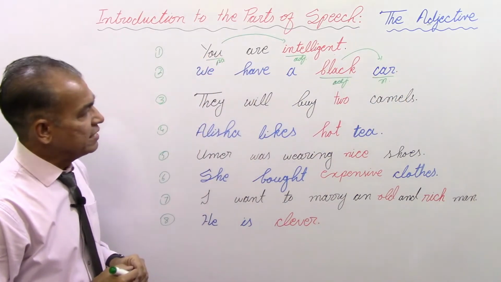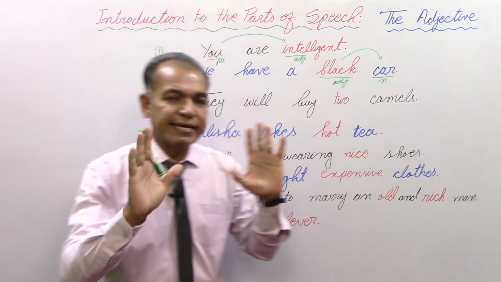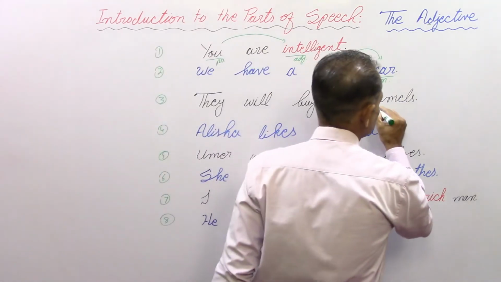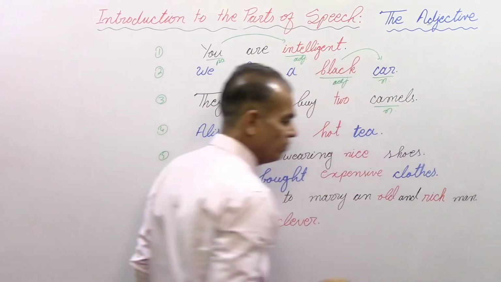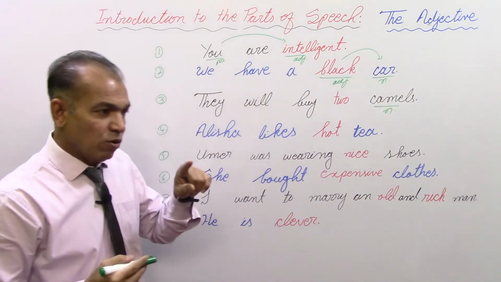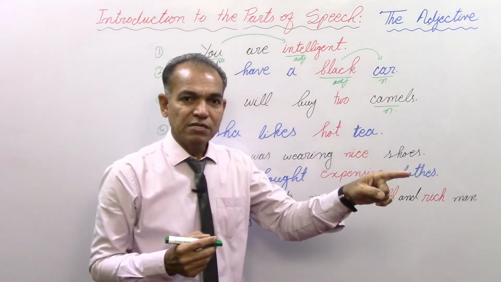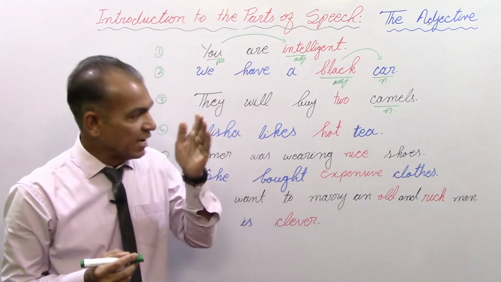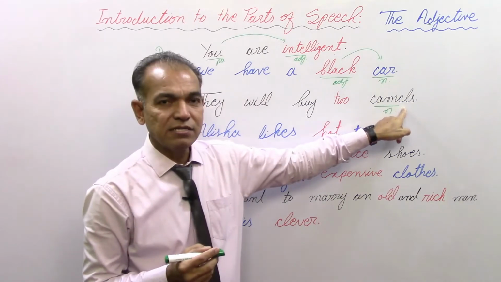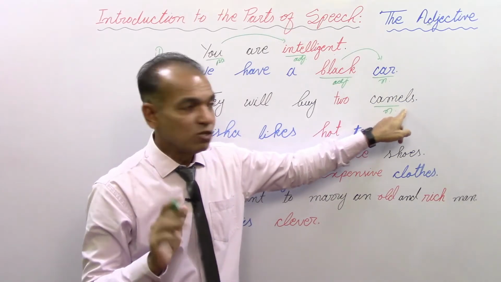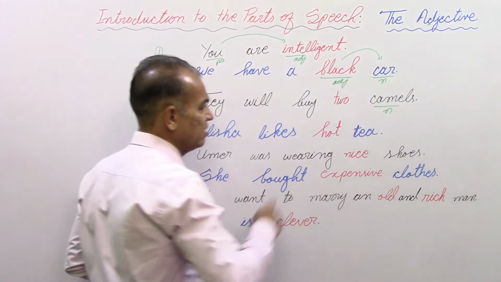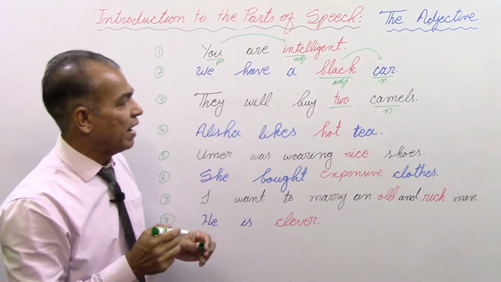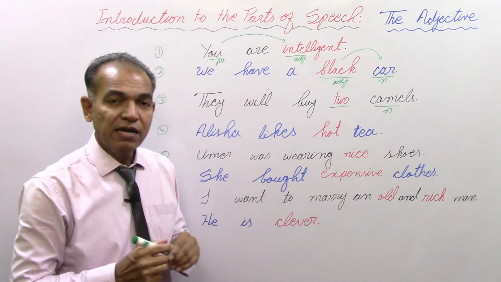Third example, they will buy camels. Camels, name of animals. It means noun, very clear. Now you want to provide extra information to the listener. You want to tell him something extra about camels, which are nouns. So what you have done, you have used the word two. They will buy two camels.